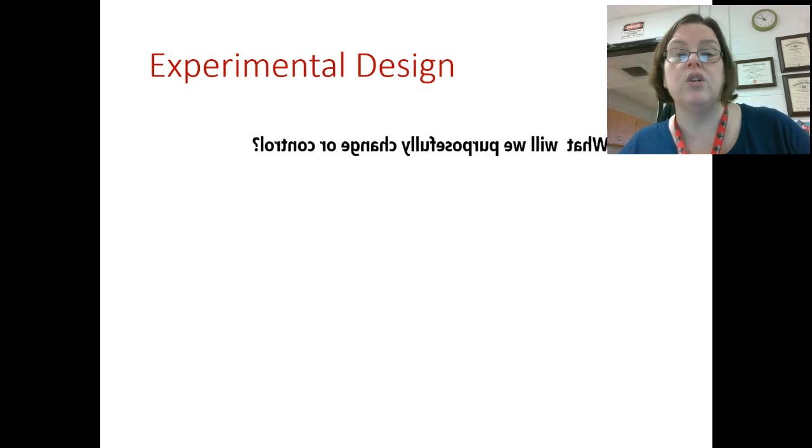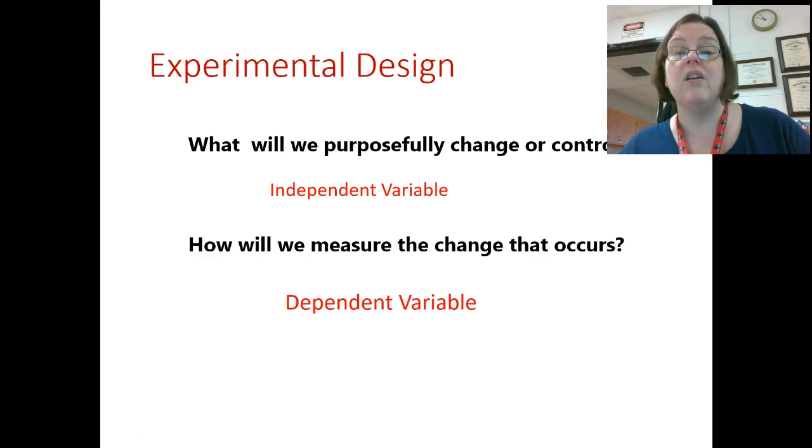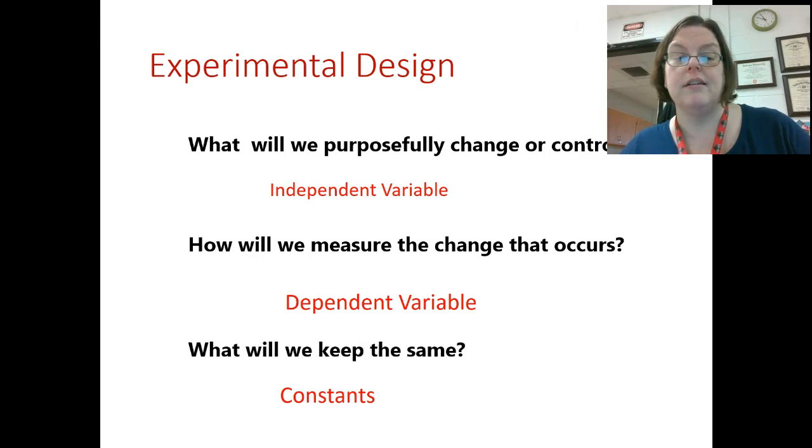So experimental design is this. We need to ask some questions. The first question we ask, what will we purposely change or control? Once we figure out that, we know our independent variable. The next question we ask is, how will we measure the change that occurs? So once we ask that, we know our dependent variable. And then finally, what will we keep the same? The things that we will keep the same end up being our constants.